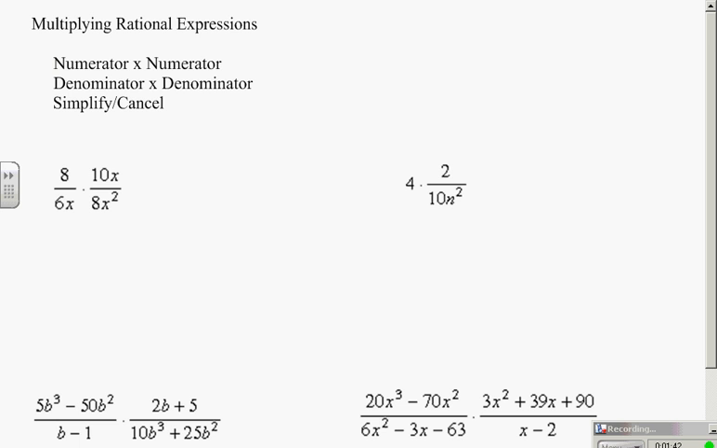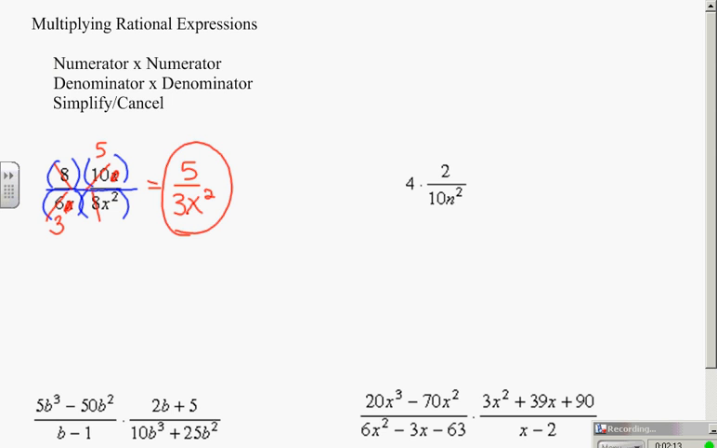So if we look at our first example, very straightforward. It's all multiplication. We can think about this as being a single fraction, which I find helpful. We may cancel anywhere in the numerator with anywhere in the denominator. So this x and this x become 1. This 8 and that 8 become 1. 6 and 10 share a common factor of 2. And what I'm left with is 5/3x squared. There are no common factors between 5 and 3, and so I'm done.